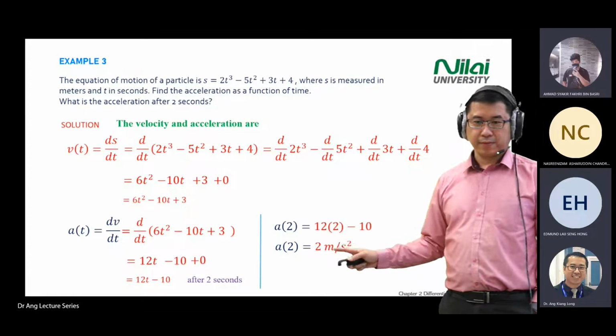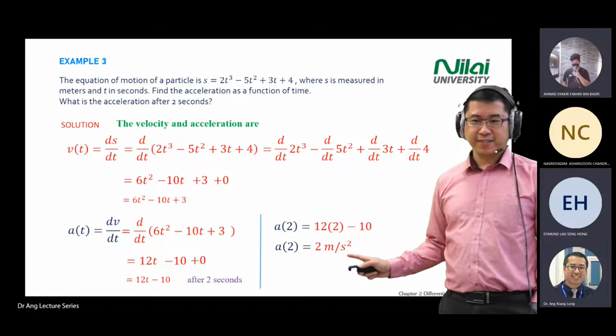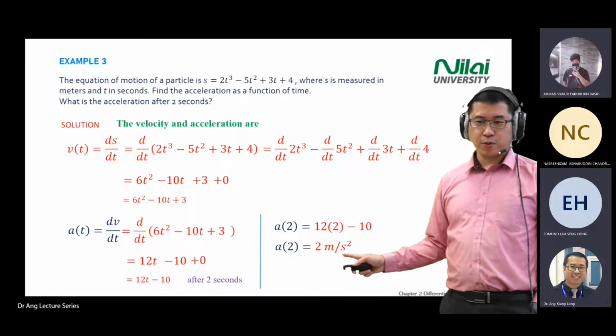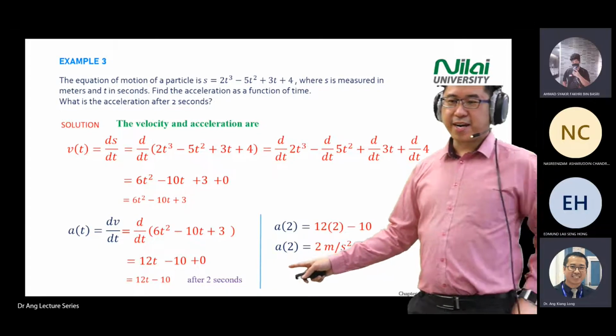Sir? So the answer should be what? The answer is 12 m/s squared. So I made a mistake here. Yeah, a 1 is missing there.